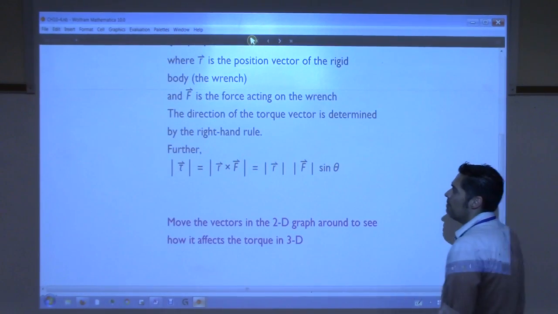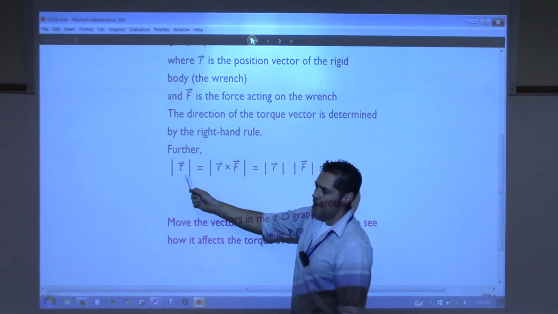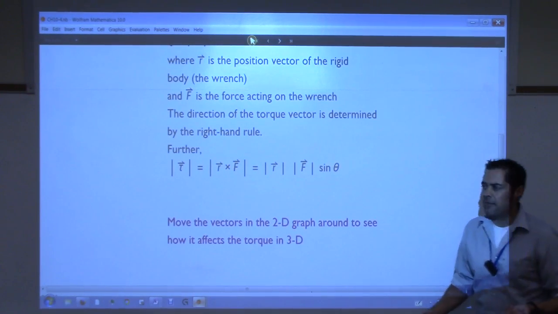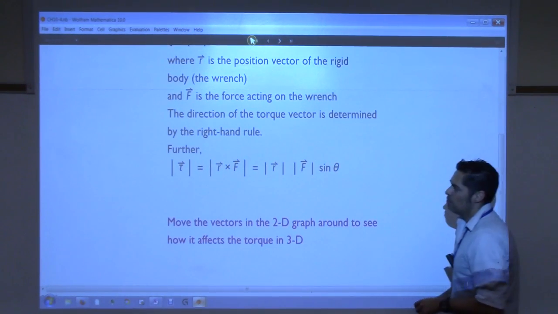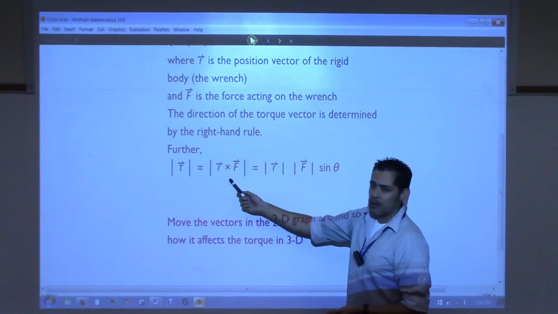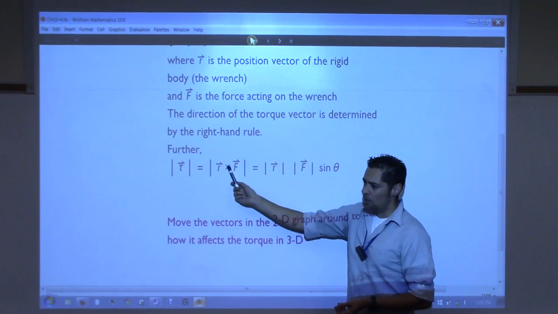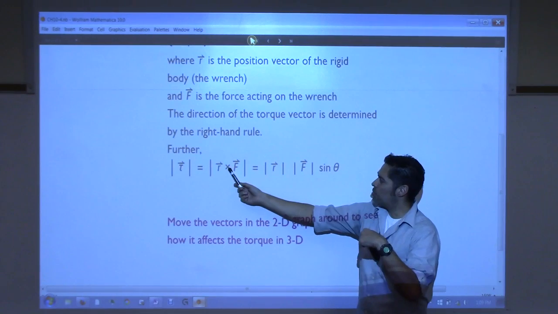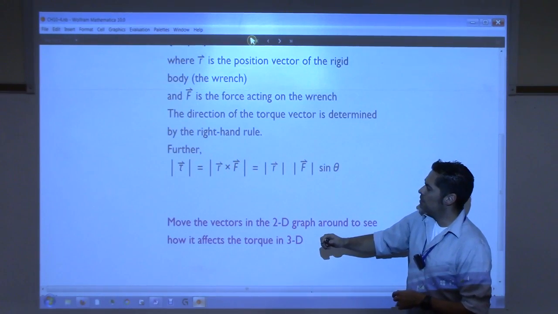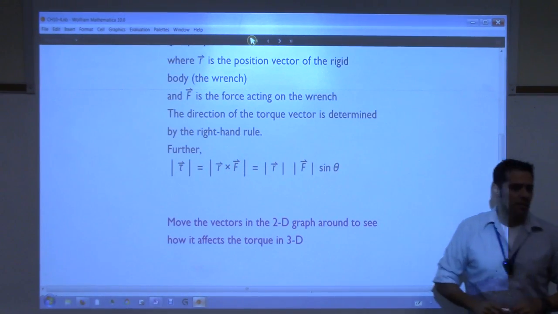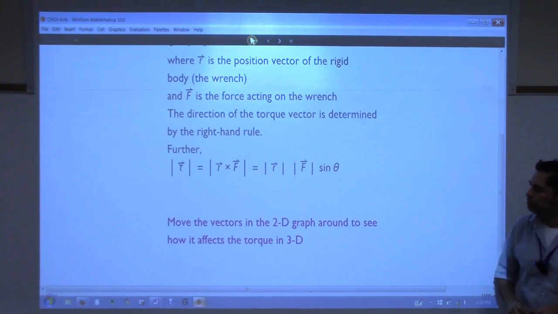Further, the magnitude of the torque, okay, the magnitude, the length of that vector, would then be the length of the cross product, right? But the length of the cross product, we saw from last class through a theorem, is the length of r vector times the length of f vector times sine of the angle between them.